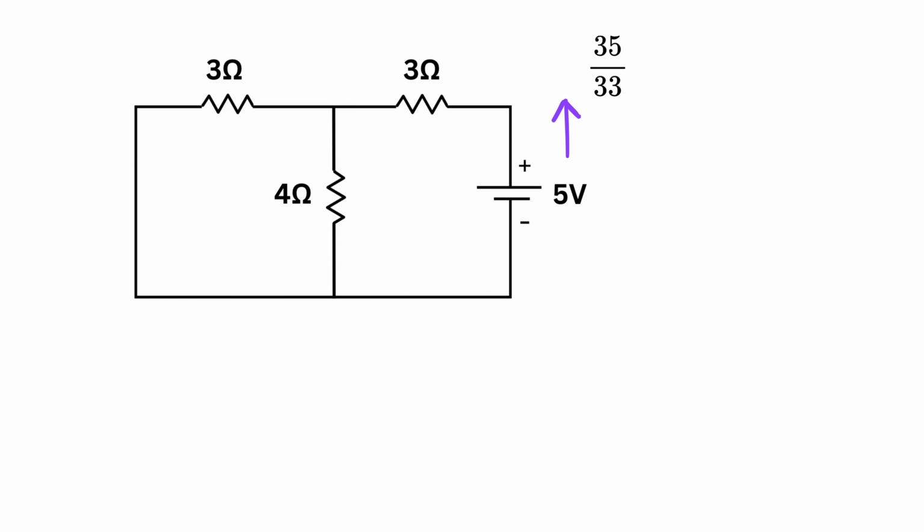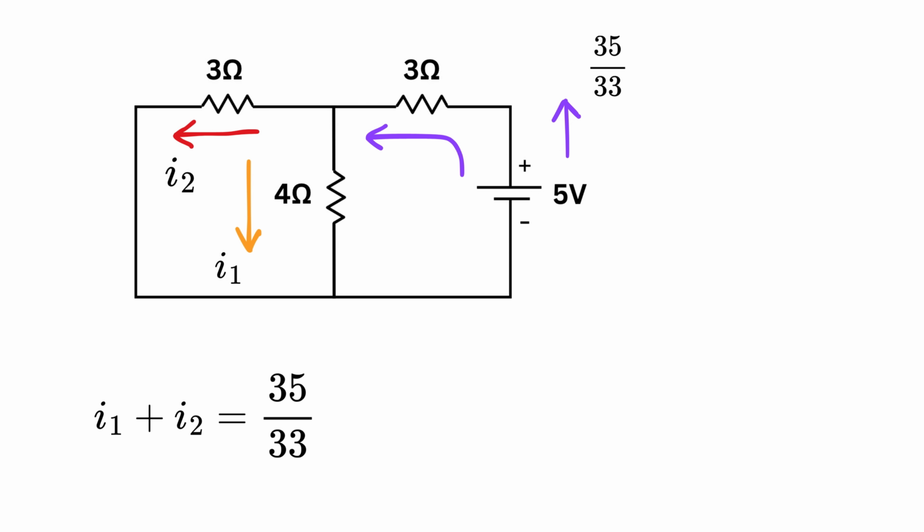Great! Next, bring back the original circuit with all the resistors. So now this same current will flow like this, and then it will be distributed in this branch and in this branch like this. So if we label the current flowing through this 4 ohm resistor as I1 and the current flowing through this 3 ohm resistor as I2, then we have I1 plus I2 equals 35 over 33, right?